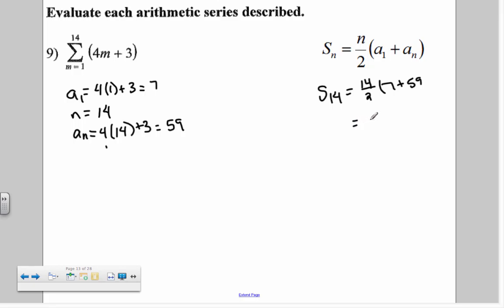So that gives me 7 times, 7 plus 59 is 66. And 7 times 66 is 462. So the sum of the first 14 terms is 462.